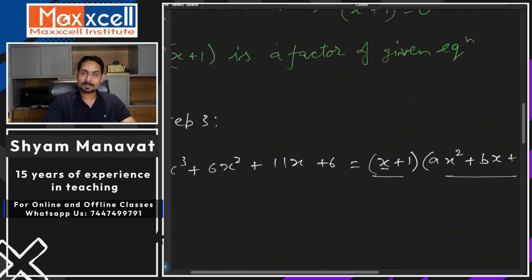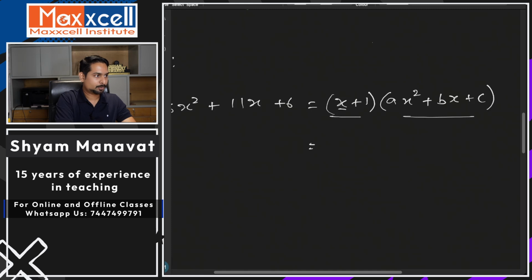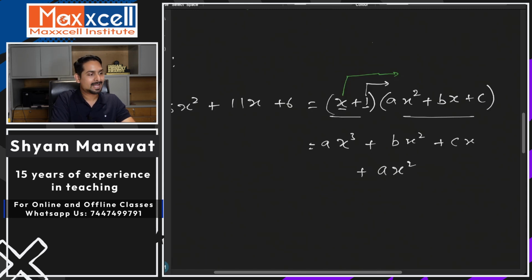Okay, fine. Now let's multiply. Let's open the right hand side bracket and multiply to see what you get. You know how to multiply? Take one term of one bracket and multiply with all. So if I multiply x with all, what do I get? I get ax cube plus bx square plus cx, right? Then this plus 1, I multiply with all the terms. We are going to get ax square plus bx plus c.